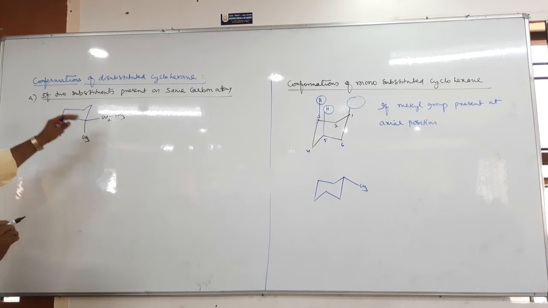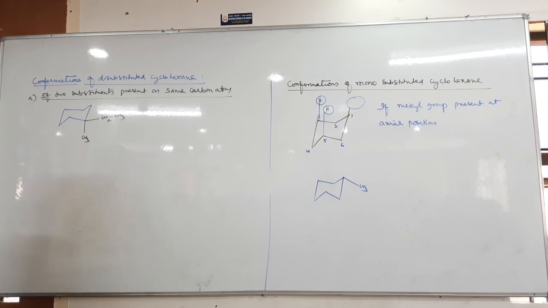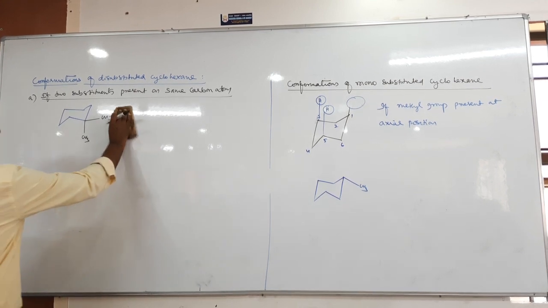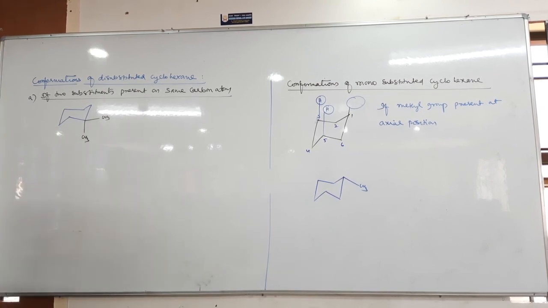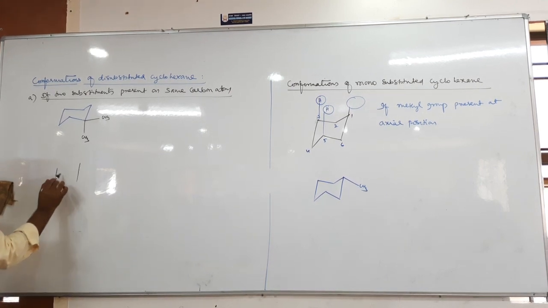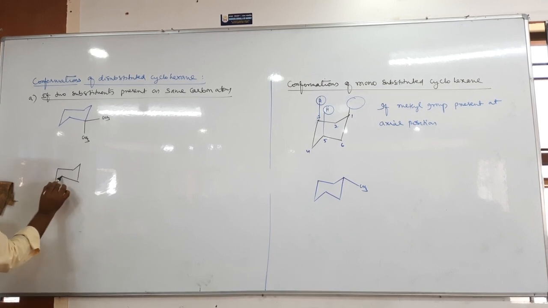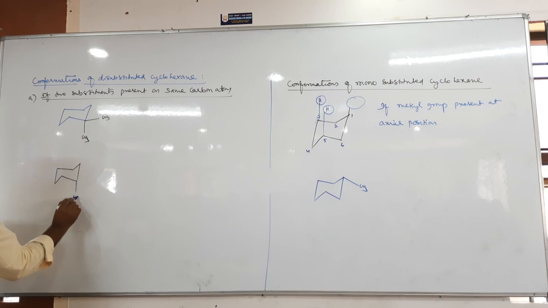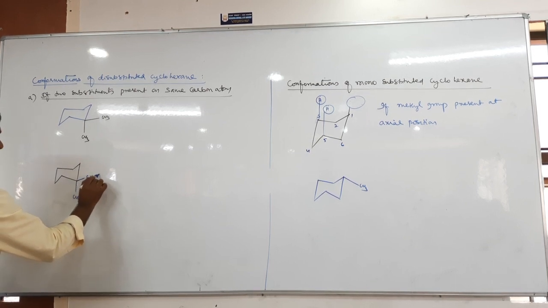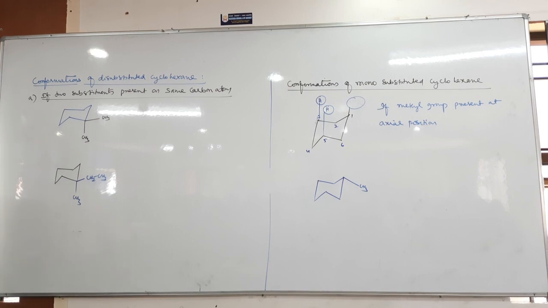Okay. If two substituents are present on the same carbon, first case, if the two substituents are similar, one is present on the axial position and another is present on the equatorial position.